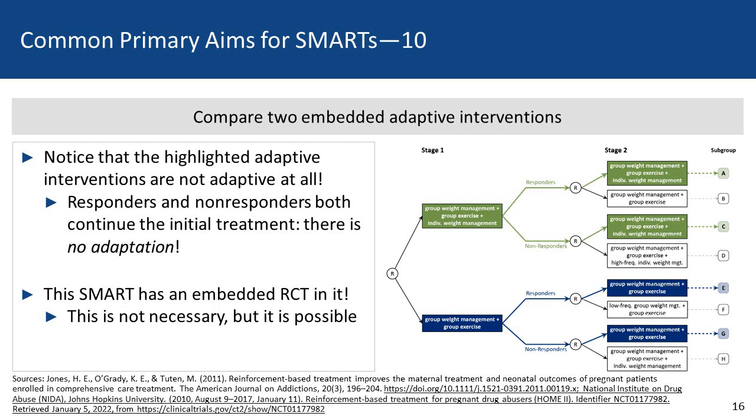This means that this SMART has an embedded randomized control trial in it. This is a two-arm trial looking at group weight management, group exercise, individual weight management throughout versus group weight management and group exercise alone throughout. It's not necessary to design a SMART that includes this, but I wanted to show you that it is possible. There's a wide variety of things that you can do within the SMART framework that answer interesting questions. And so just a little bit of cleverness can take you a long way.